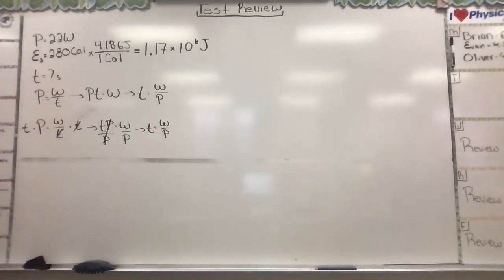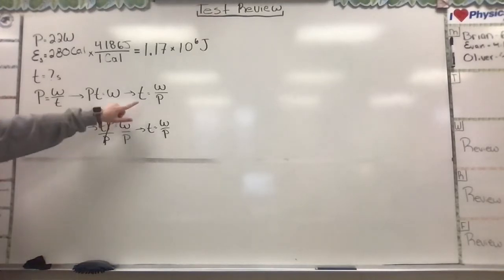You guys should be really familiar with this from when we were doing velocity and acceleration and all that stuff at the very beginning of the year. This is how we had to rearrange the equation all the time. Okay, so does everybody see how this happened?